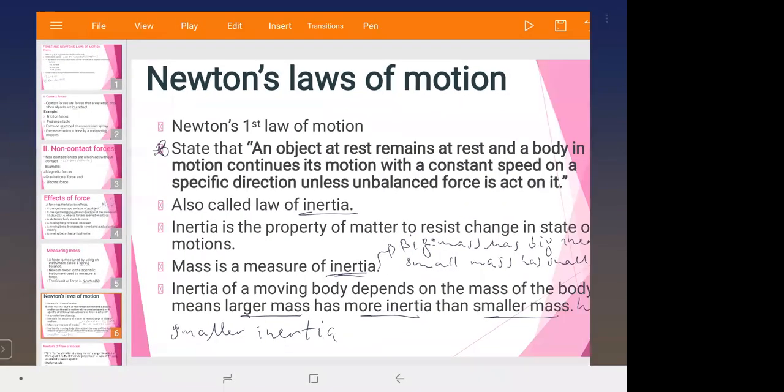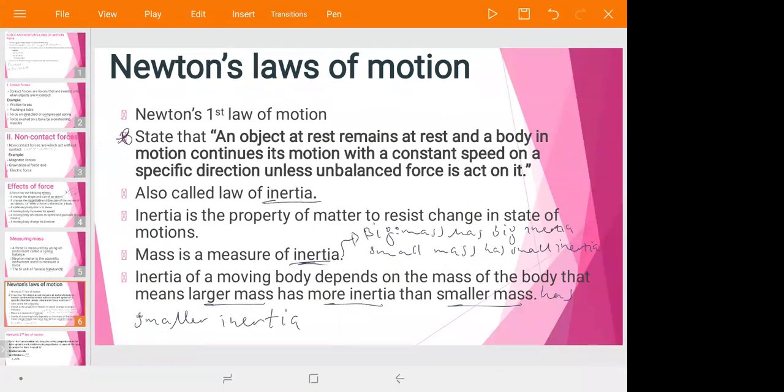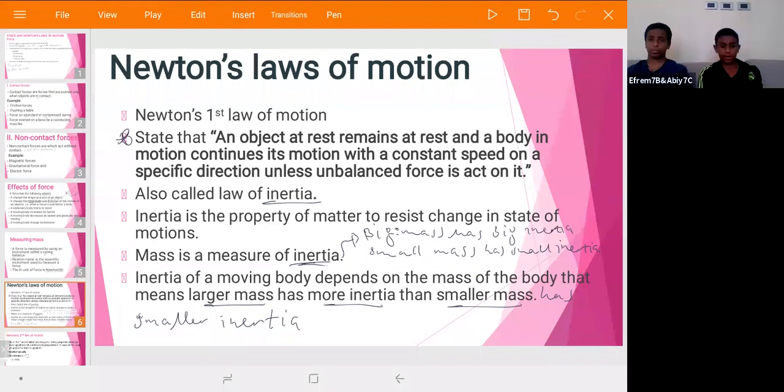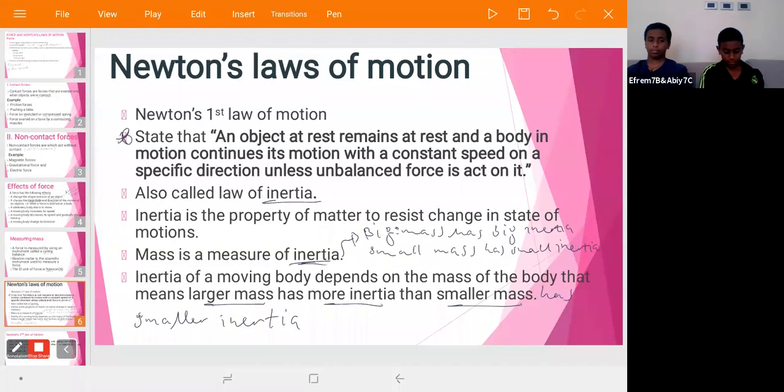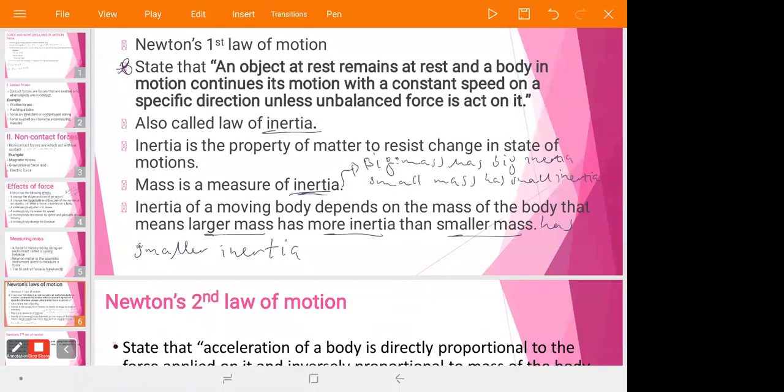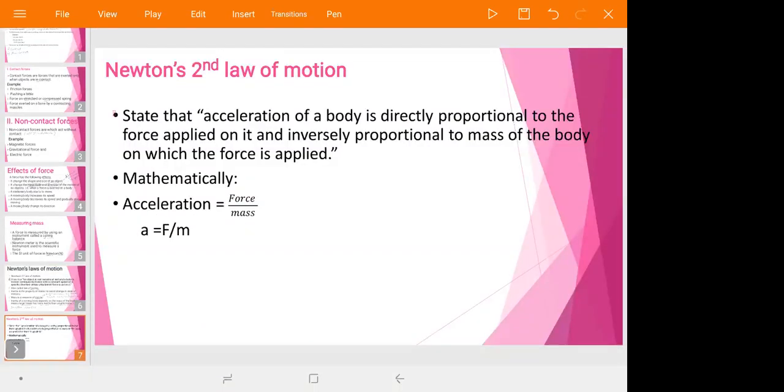And what is inertia, and the relationship between inertia and mass. You must know this one. Okay. The other one. Let us see Newton's second law of motion.